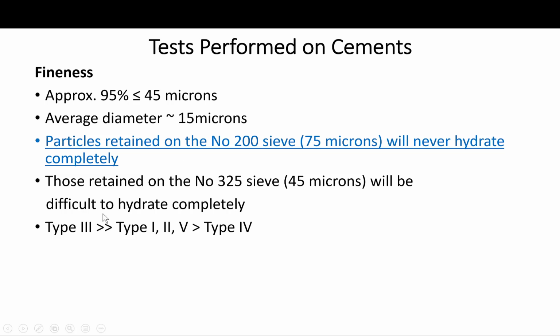This here shows you the typical values. Usually type 3 has the highest fineness, followed by type 1, 2, and 5, almost the same. And type 4 has the lowest. If you recall, for type 4 we need to control the hydration and the heat evolution, because this is a low heat of hydration cement, if you remember.